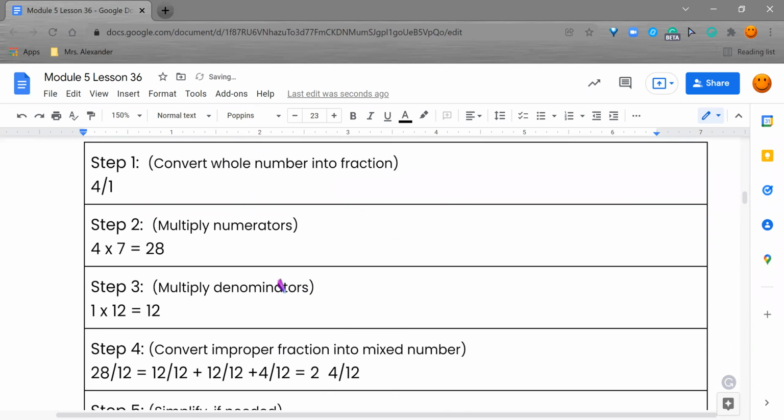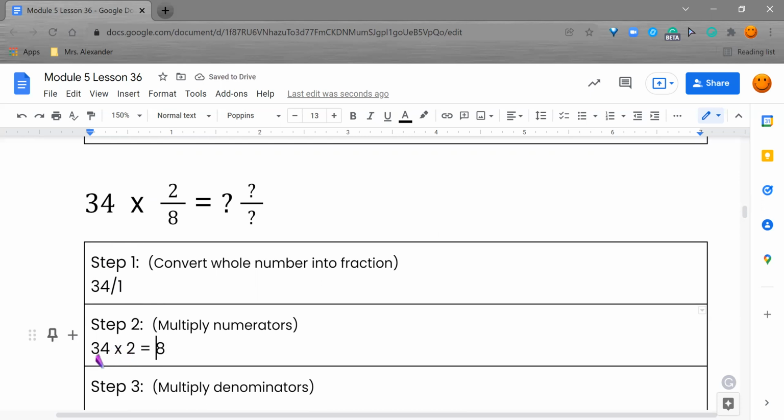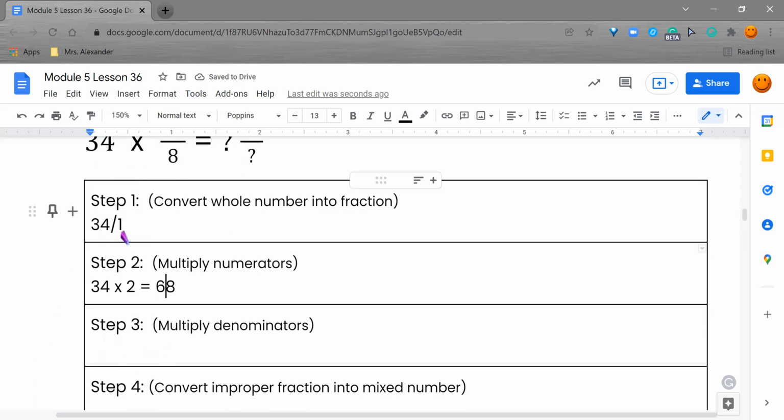Let's go down to one more problem. We have 34 times 2/8. So we're going to take that 34 and put it over a 1 so it's a fraction. I'm going to take my numerator 34 and multiply by 2. So 2 times 4 is 8, and then 2 times 3 is 6. So my new numerator is 68. Now we have to work on the denominator, that's 1 times 8. Either way, I still get 8.